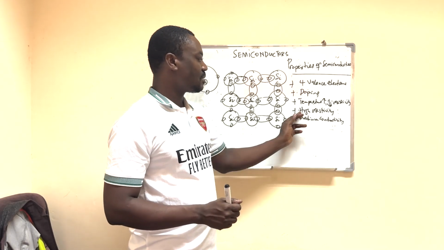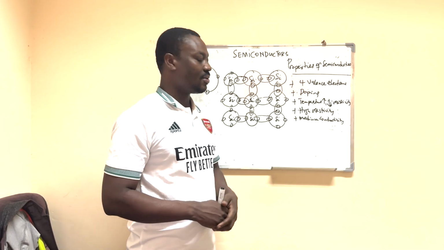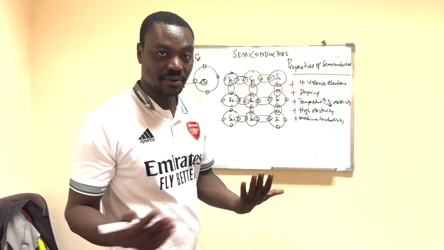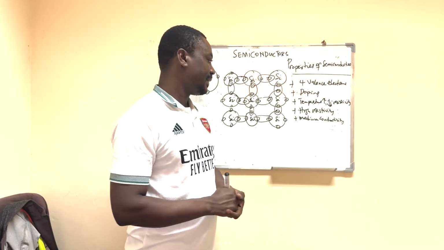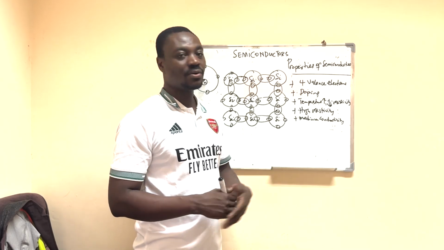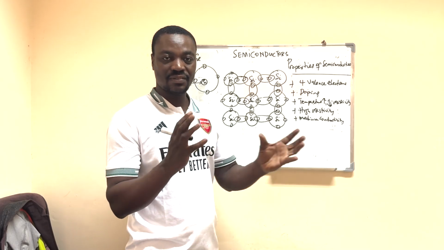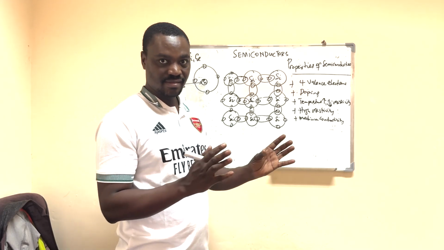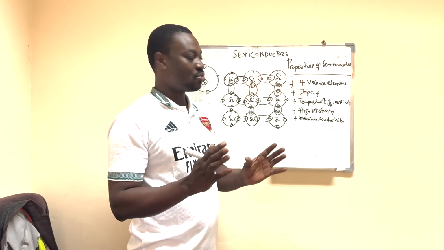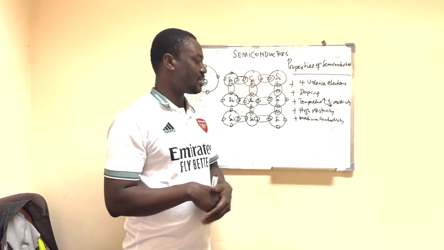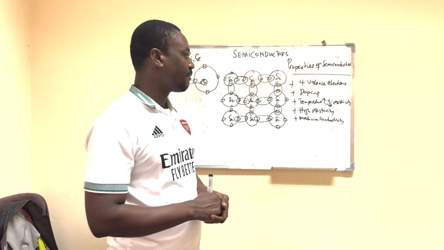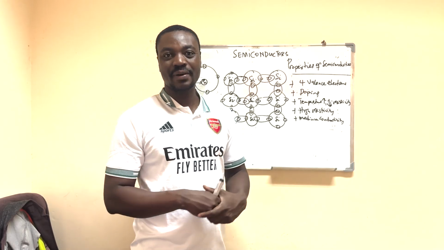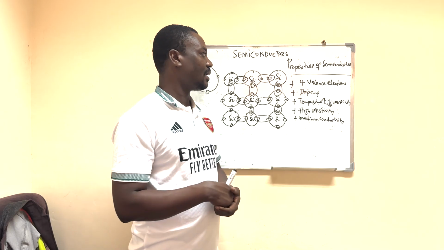The resistivity of any semiconductor tends to be high compared to that of a conductor, and they also have a medium conductivity. That means their conductivity tends to lie between that of conductors and insulators. Right, so these are some of the important properties of a semiconductor.